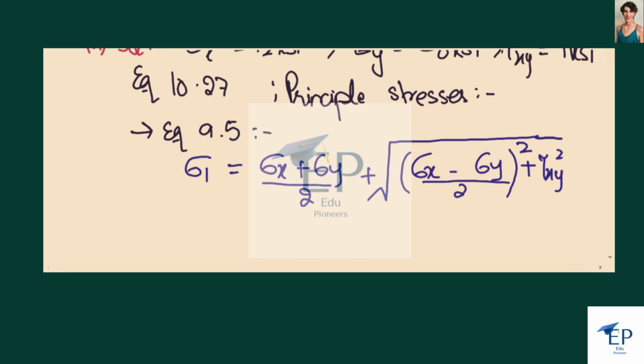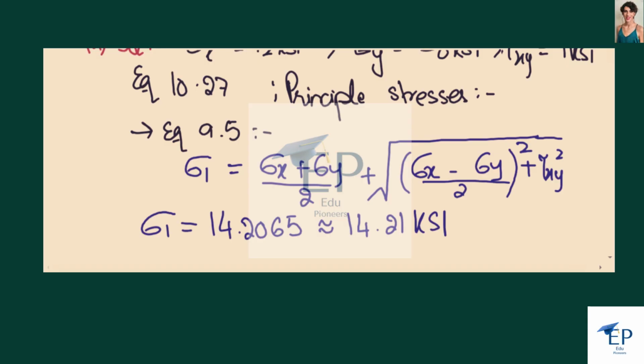Just plug in the values. You have all the values. I'm not going to do that step because it is merely putting in the values. I'm just going to write the calculated value. That is 14.2065, approximately equal to 14.21 ksi. So this is your first principal stress.